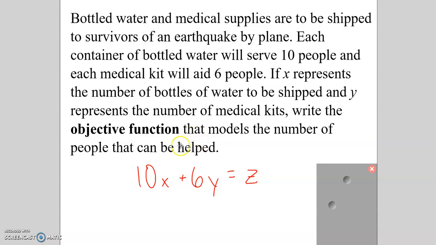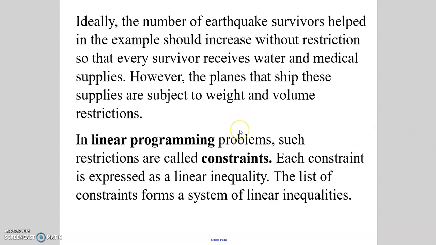And in these linear programming problems, our goal will be to maximize this or minimize it depending on the situation. But for this situation, we want to help as many people as possible, so our goal is going to be to maximize this. However, there are some constraints. Ideally, we want to increase the number of survivors helped without restrictions so that everyone receives the water and med supplies they need. However, the planes and ships that these supplies get transported on are subject to weight and volume restrictions. The ships and planes can only hold so much.